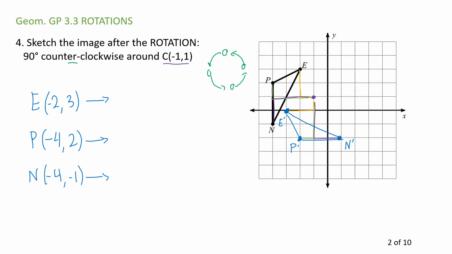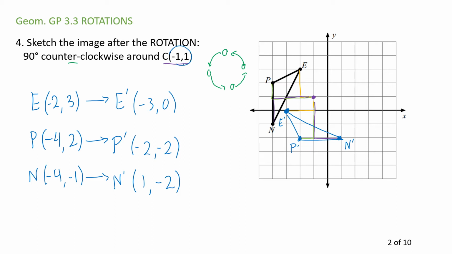So now for the coordinates, E prime is -3, 0. P prime, -2, -2. N prime, side to side, 1 and down 2, so 1, -2. Again, there's no rule for that, although I will say that if you're rotating something around this point, you can make a rule based on this information, but you probably won't see that problem again.